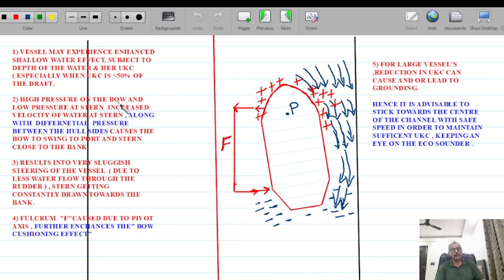So, high pressure on the bow, low pressure at the stern increased. Velocity of water at stern, along with the differential pressure between the hull, causes the bow to swing to port and stern close to the bank.